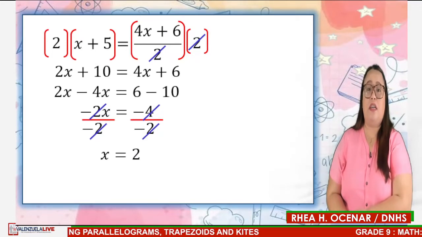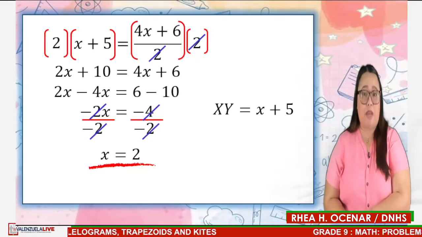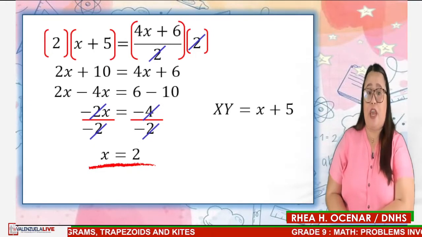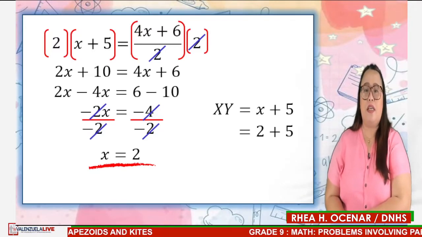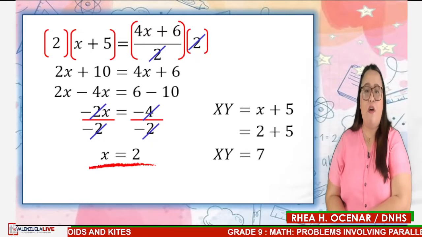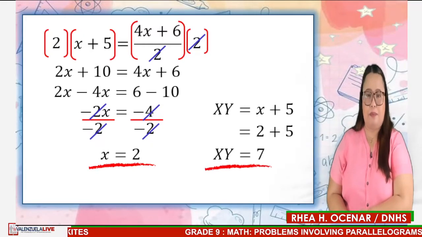Since median XY is equal to x plus 5, substituting the value of x, we have XY is equal to 2 plus 5. Therefore, the measure of median XY is 7.